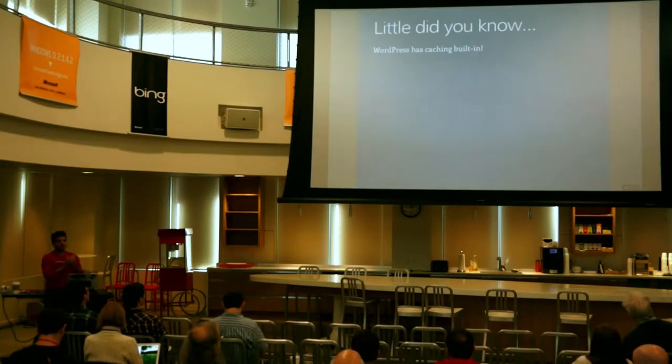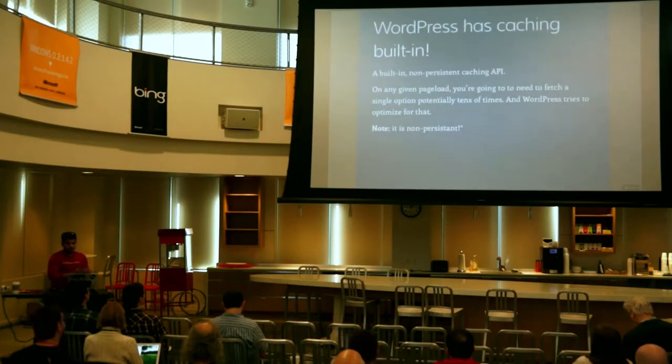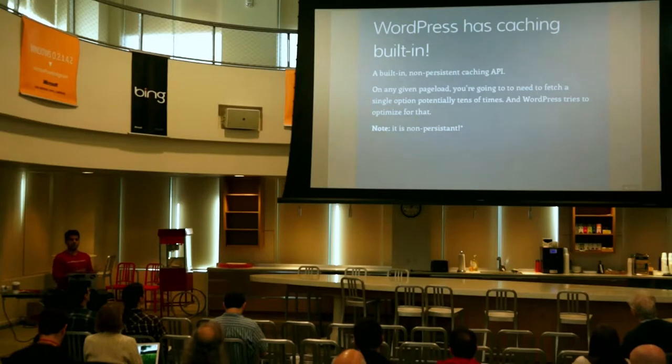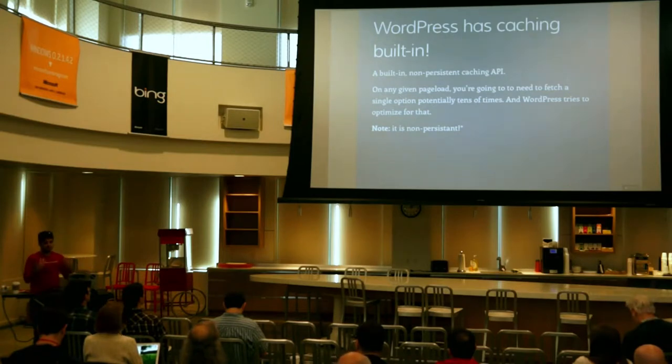So one thing you might not know is that WordPress has caching built in. WordPress has what's called a non-persistent caching API. So when you go to WordPress.org and install WordPress, it actually comes with caching. There are discussions in the community that WordPress should come with a caching plugin, WordPress should do this, WordPress should do that. But WordPress actually has a caching API built in, and WordPress actually uses that API extensively.